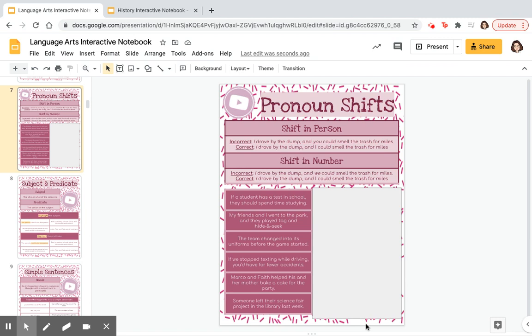Good morning. We're first going to talk about pronoun shifts. For those who don't remember what a pronoun is, it is a word that replaces a proper noun. So instead of saying Miss J waved at my bus, it would be she waved at my bus.